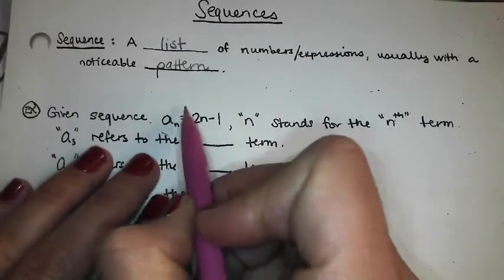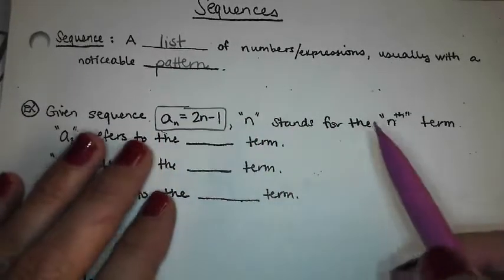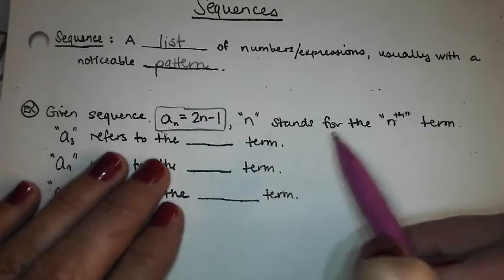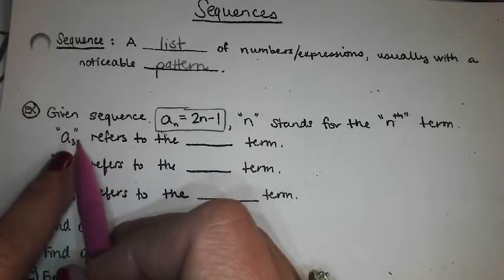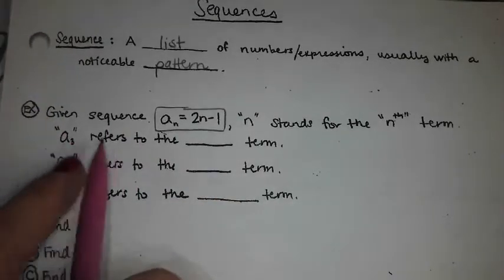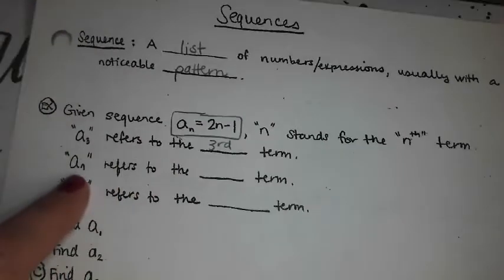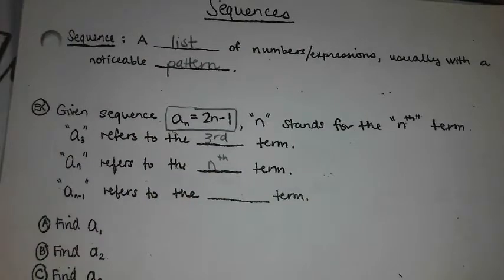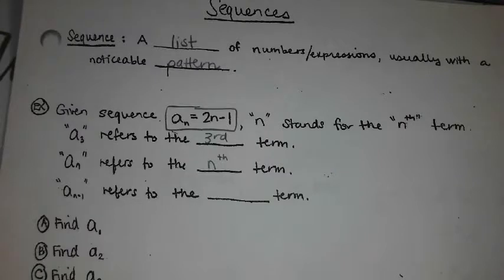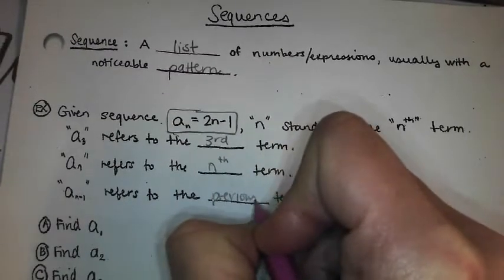Okay. So if you are given a sequence, n stands for whatever number term you're on. So if you're on the 5th term, n is 5. So a sub 3, and that's how you would read that, by the way. A sub 3 refers to the 3rd term. A sub n refers to the nth term. A sub n minus 1 is going to refer to, and we'll see this more as we move on, the previous term.